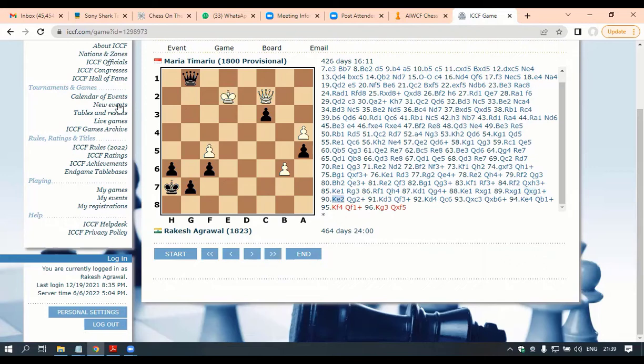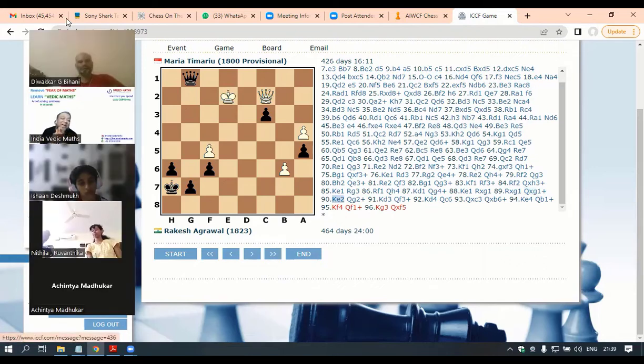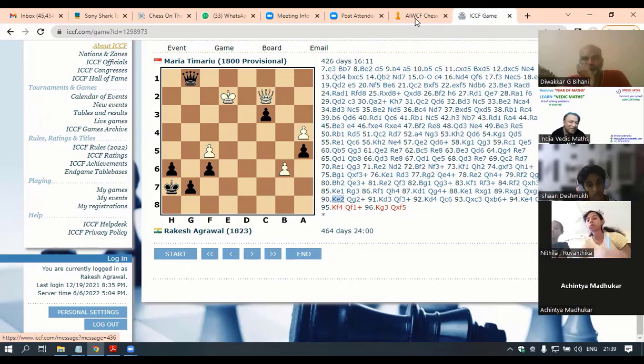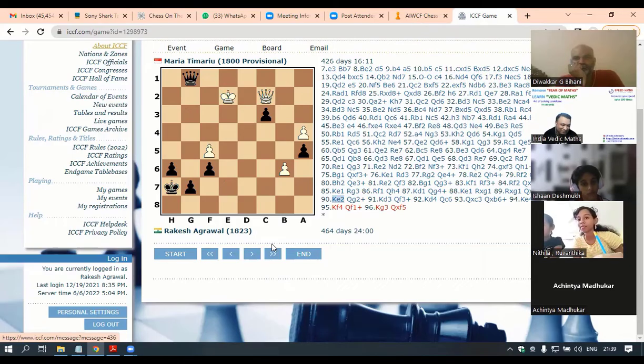Very easy conventions. Guys, this is one of my longest games going on, 96 moves. I'll surely win, I'm 100% sure. But I'm telling you, this is one of the longest games. Notations are okay, everybody? Ruvantika, Hitila? Good? Divakarji, all good?